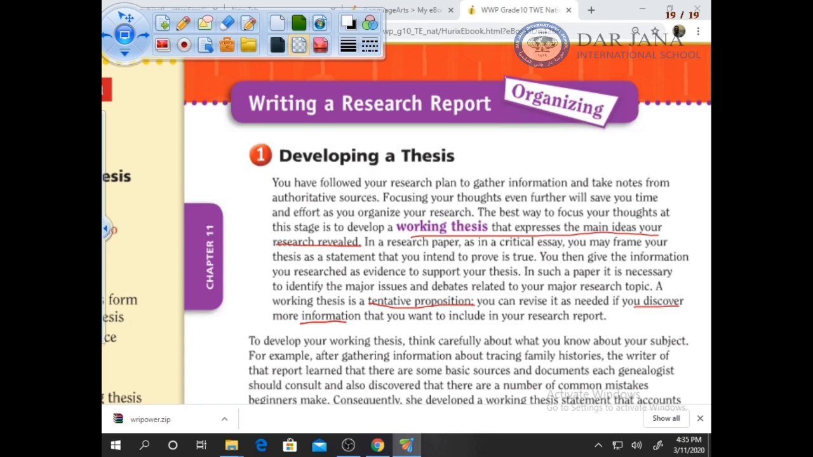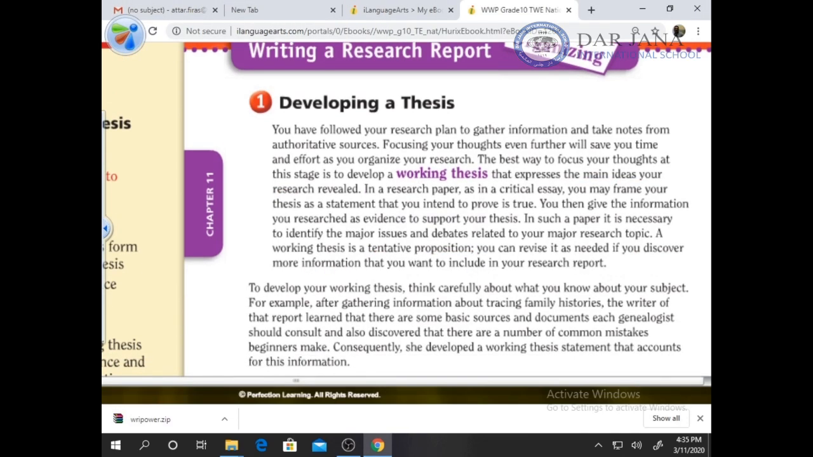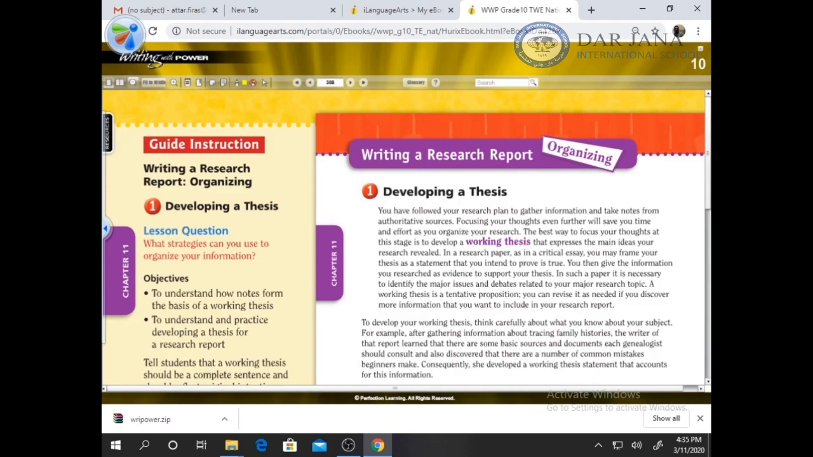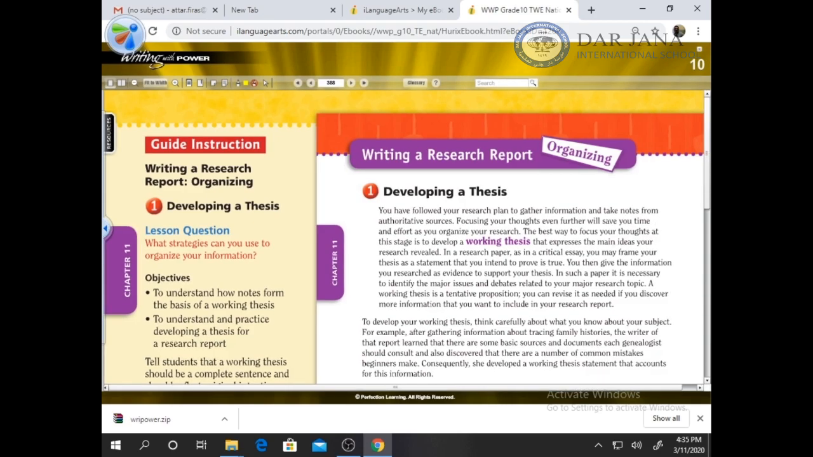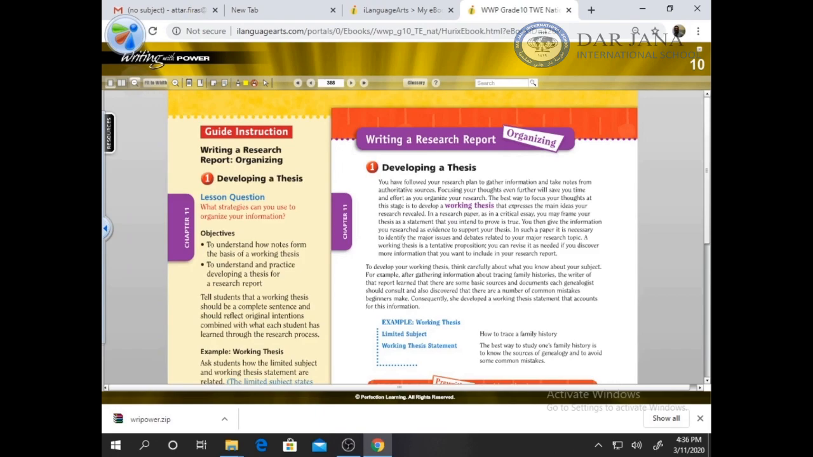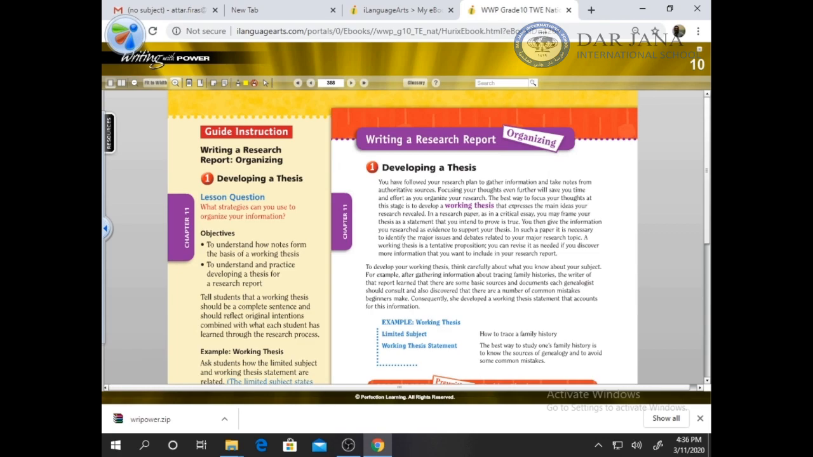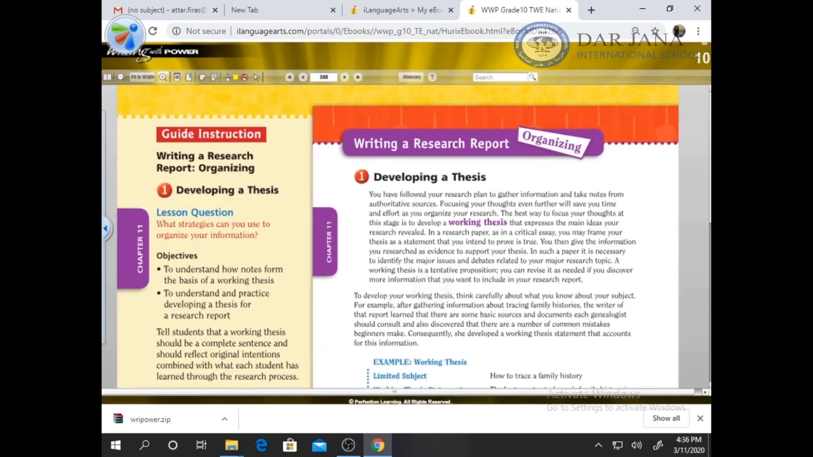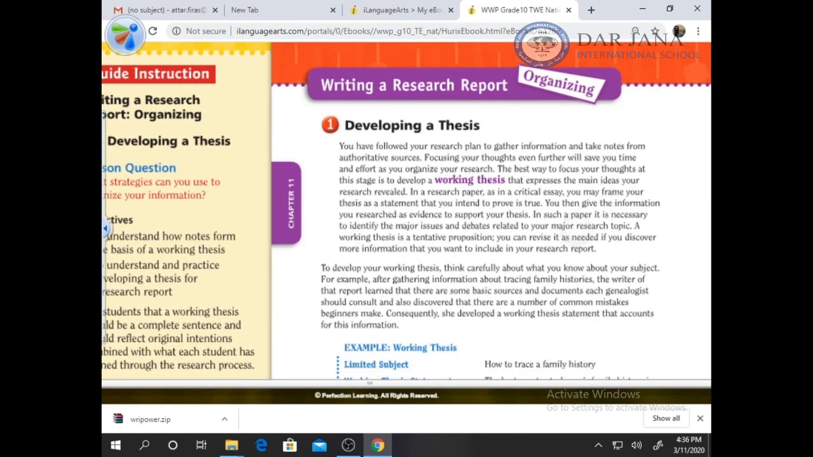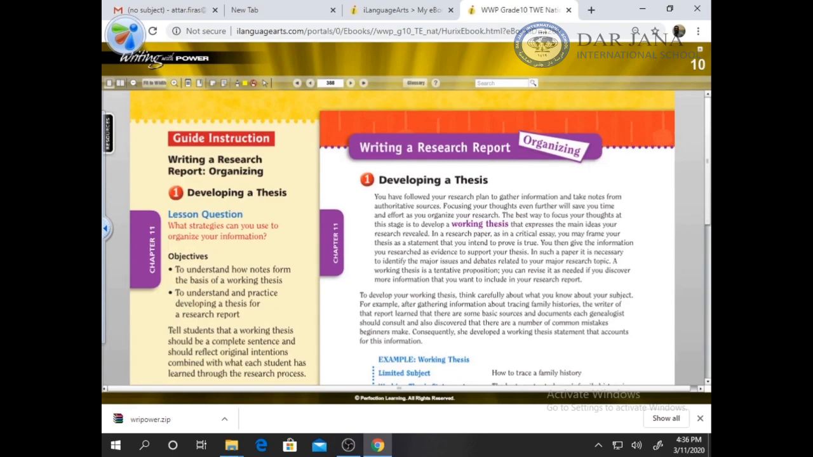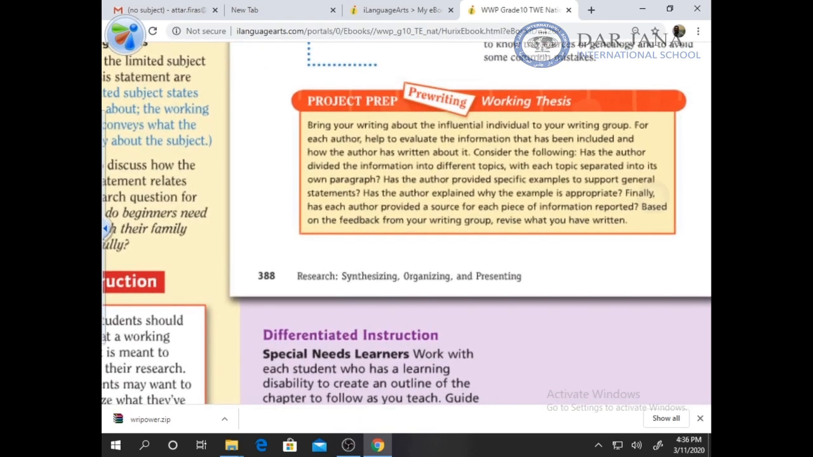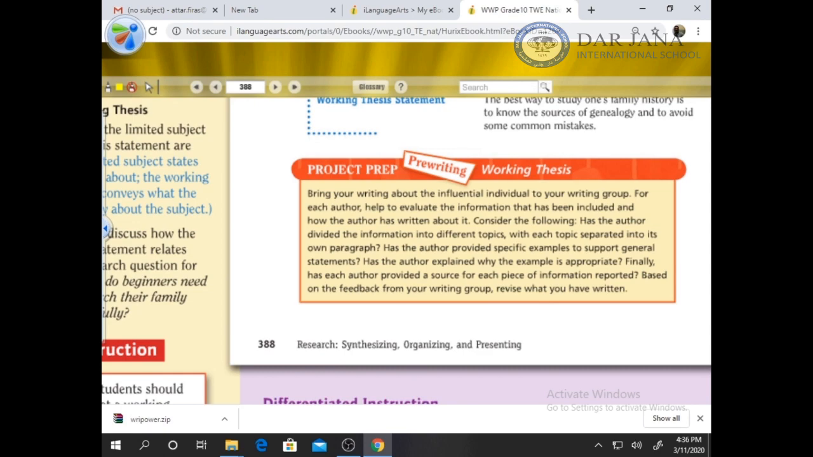Now, on the project prep on page 388, you have to consider the following. First, you have to evaluate the information that has been included and how the author has written about it. Has the author divided the information into different topics, with each topic separated into its own paragraph? Have you provided specific examples to support general statements? Have you explained why the example is appropriate? Finally, have you provided a source for each piece of information reported?